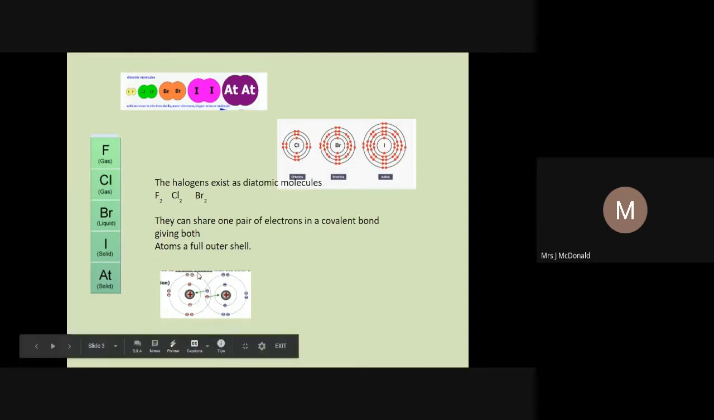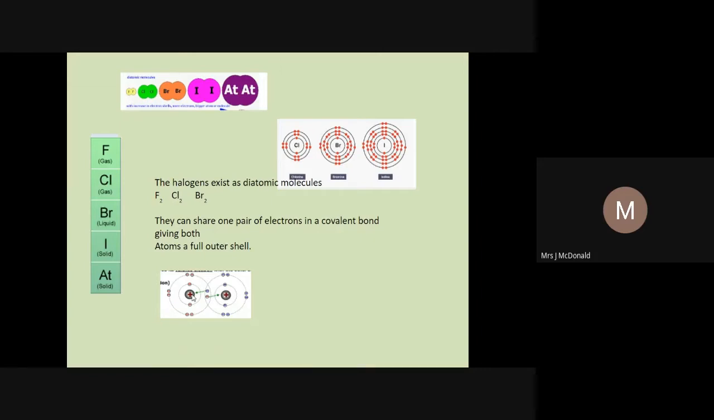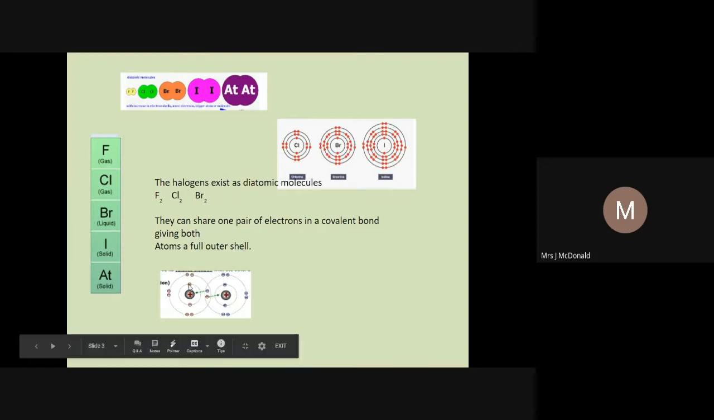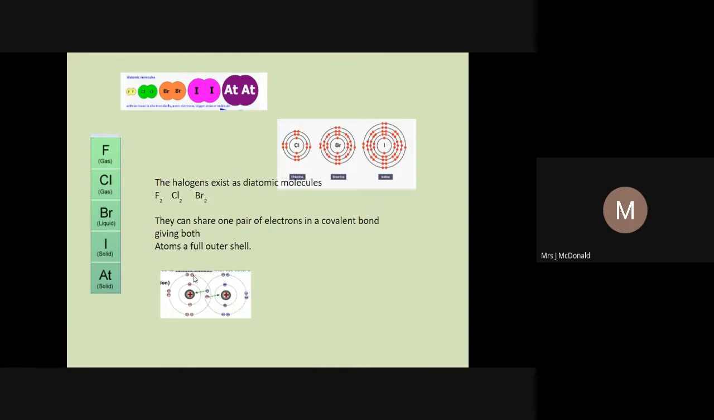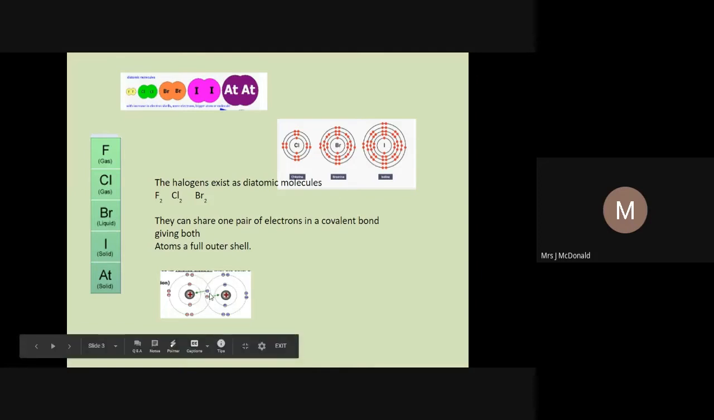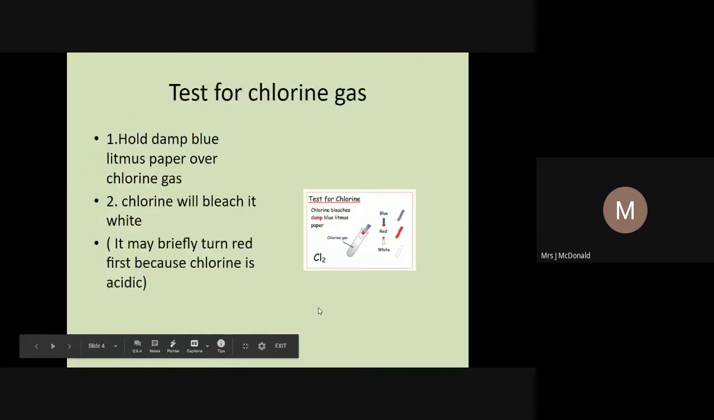Okay, and if we have a look here, this positive represents a nucleus of the atom, and this looks like it's fluorine here because it's got 9 electrons in total, and you can see that each fluorine atom is sharing one of its electrons, so that really strong covalent bond there between them is sharing a pair of electrons.